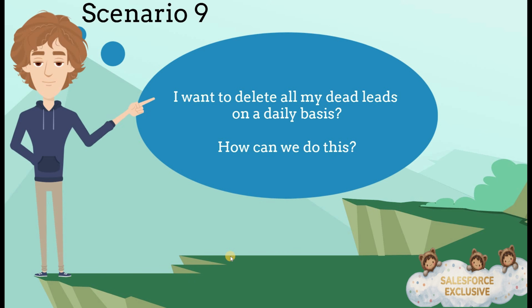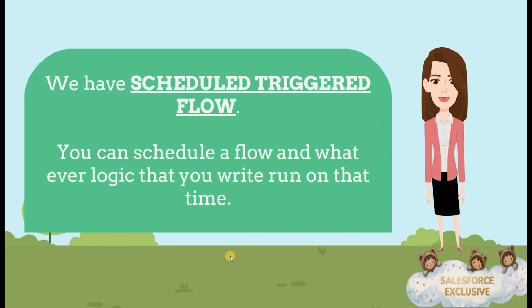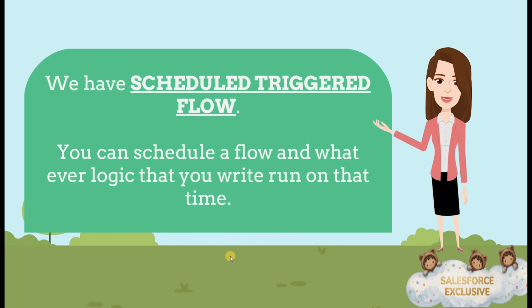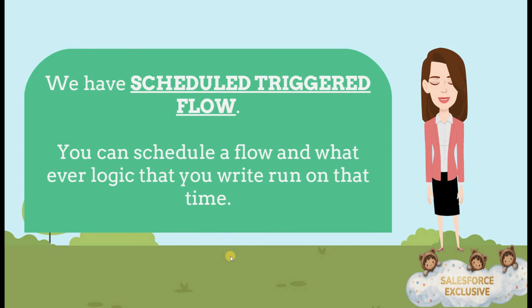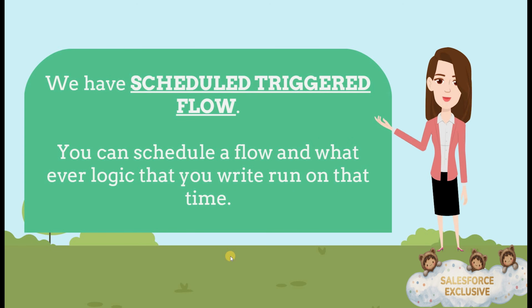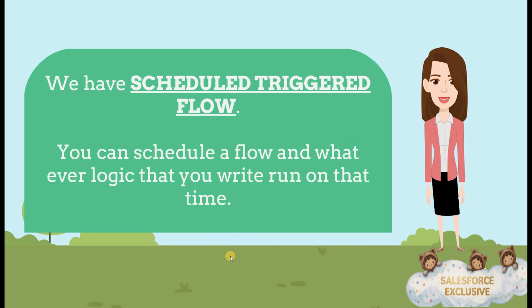Scenario number 9. I want to delete all my dead leads on a daily basis. How can we do this? Here there is a clue, right? Daily basis, which means this should be happening on a specific schedule, right? For such kind of scenarios, we have scheduled triggered flows. You can schedule a flow to delete your dead leads based on your requirement. So you can schedule a flow, and whatever logic you write inside that flow will run based on that schedule.